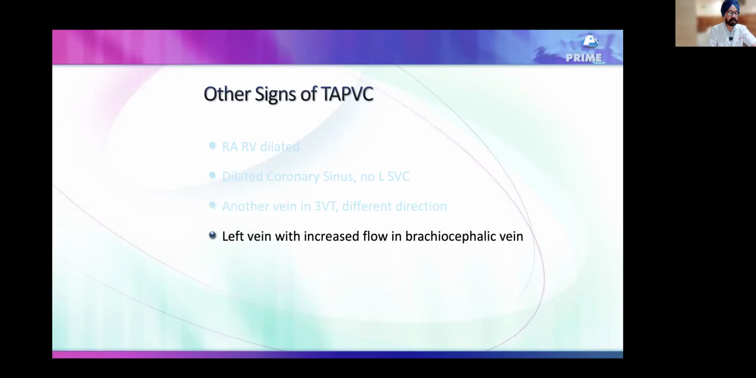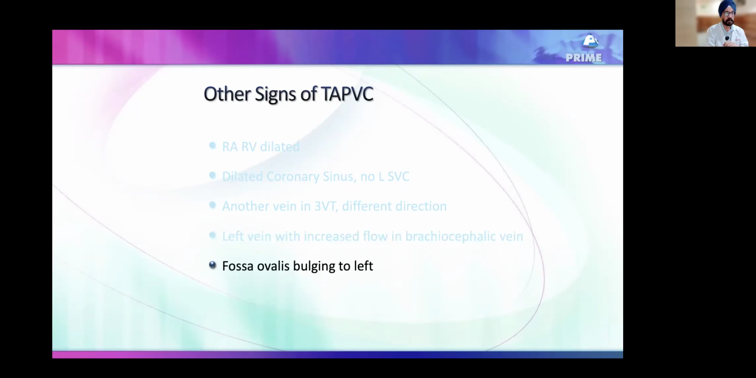Left vein with increased flow, you don't see the direction. You see a left superior vena cava, or you see the right superior vena cava. The brachiocephalic should be small, correct? But instead, the brachiocephalic is large. It's large because this is not the left superior vena cava. This is the vertical vein which is entering into the brachiocephalic. So these are again soft clues.